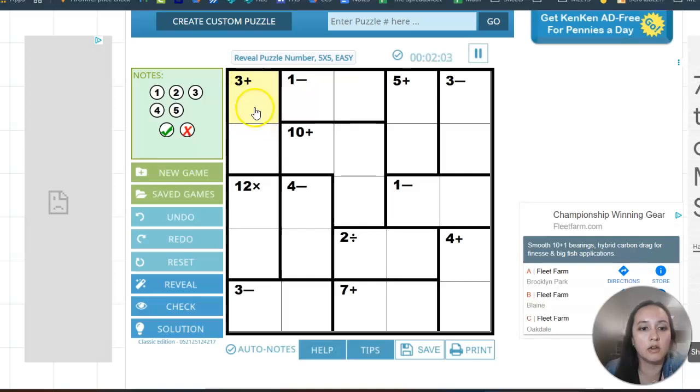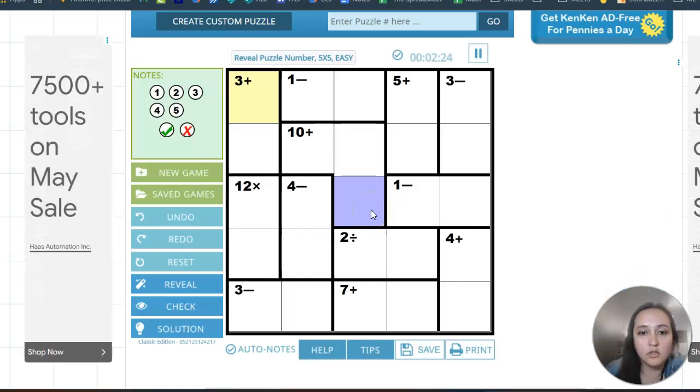So these two boxes, see how they're outlined here? That means these two boxes, if you add them together, they'll add up to 3. These two boxes, see they're outlined right here? Those two boxes, if you subtract them, the result will be 1. These two add to 5. These 3 add to 10.